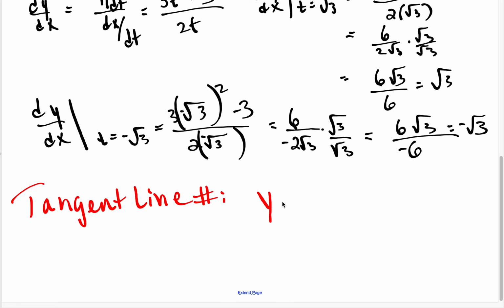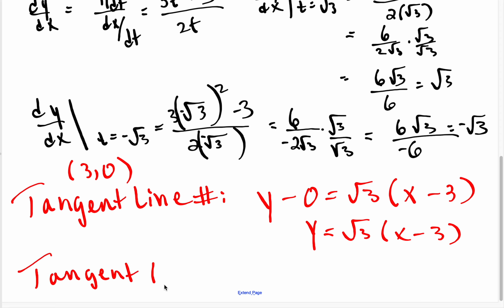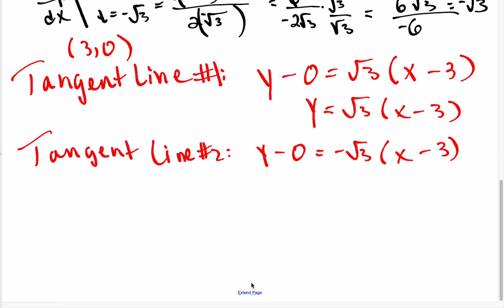So point slope form. Remember the point we're dealing with is 3, 0. So y minus 0 equals m times x minus 3. So y is equal to root 3 times x minus 3. And tangent line, whoopsie, tangent line number 1. Tangent line number 2 is going to be y minus 0 equals negative root 3 times x minus 3. So we get y equals negative root 3 times x minus 3.